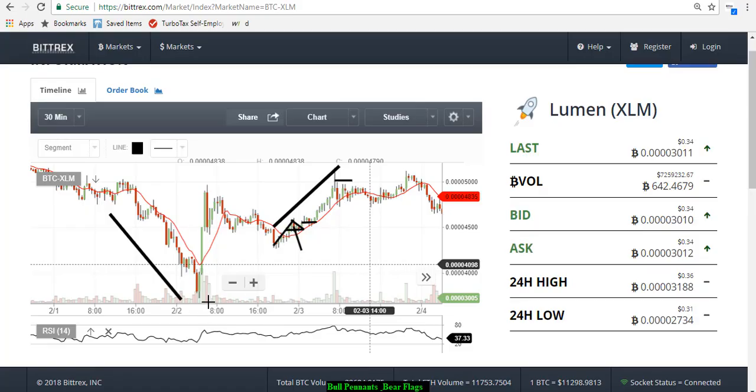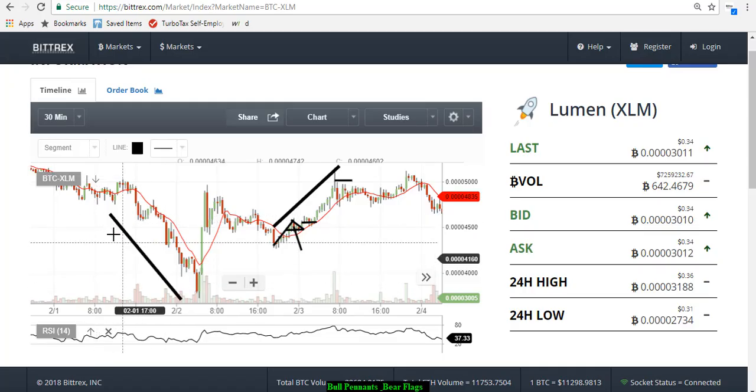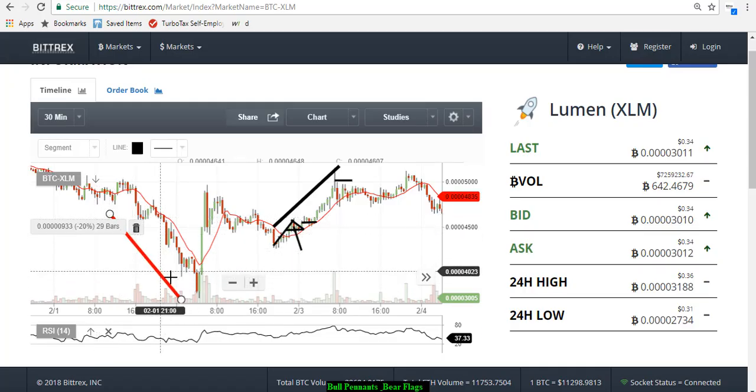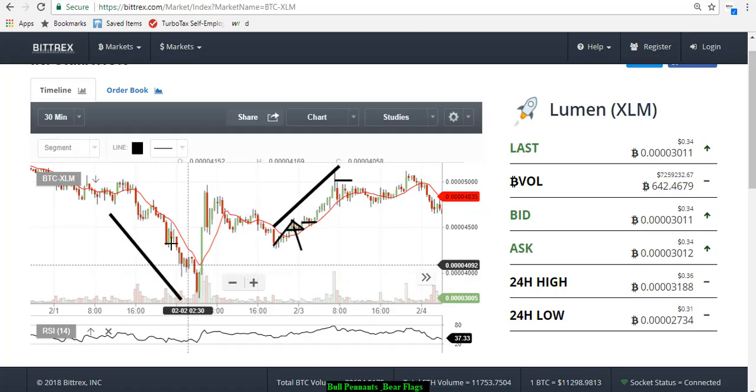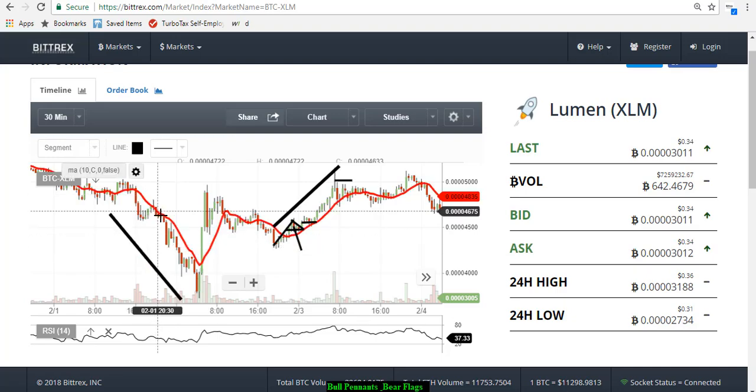Now, what about the bear? What about the bear pennant or flag? Okay, well, here is a bear market right here. This is a bear market. And I can actually see a couple consolidations. I can see one here and I can see one here. Once again, it's not a pullback. It didn't come down right here and then ping way back up.